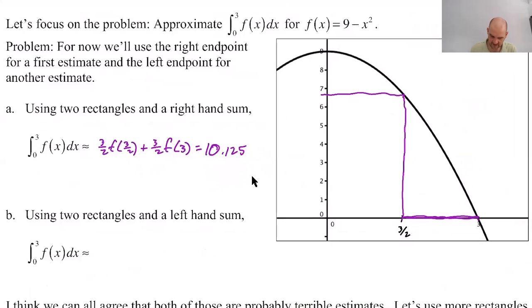The function's decreasing. Since it's decreasing, the smallest it will ever be on each interval is at the right endpoint. So we're definitely getting an underestimate.